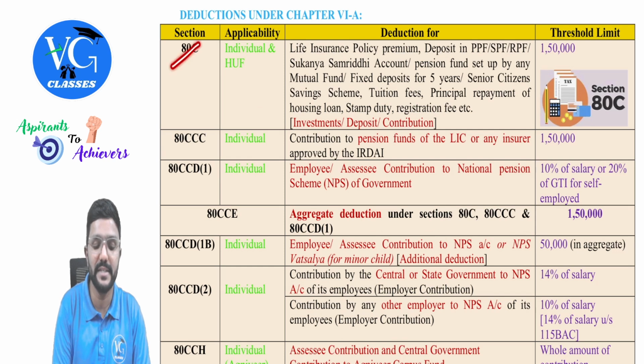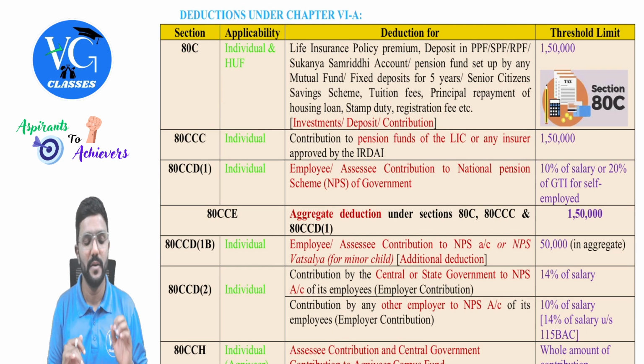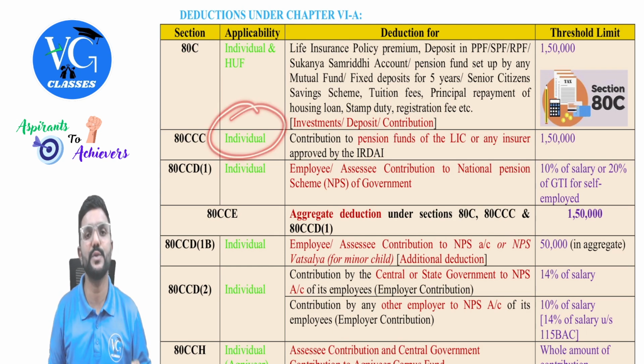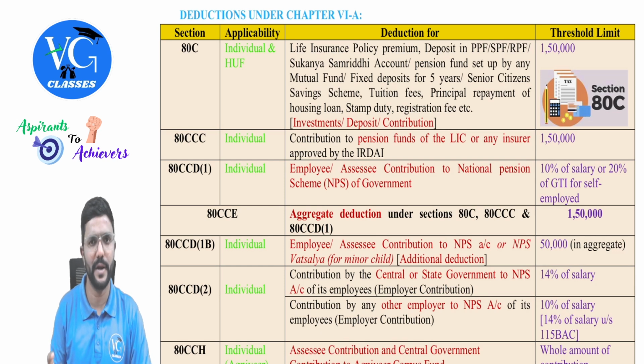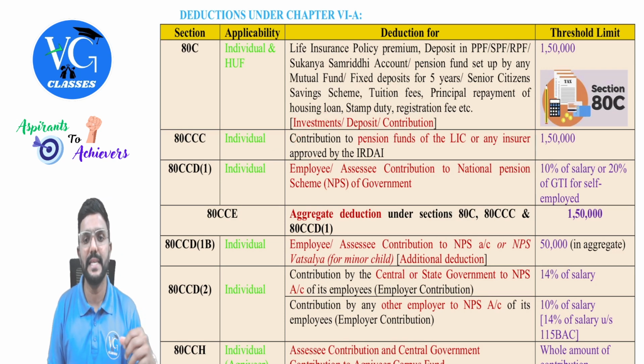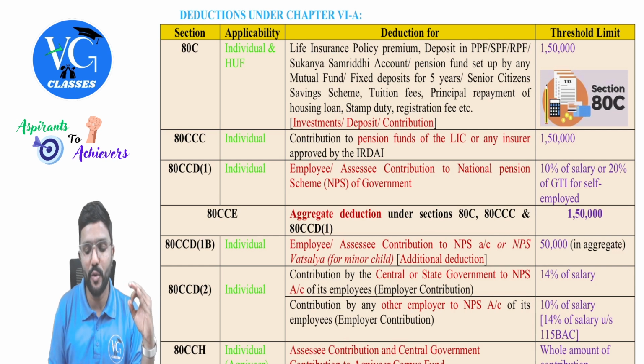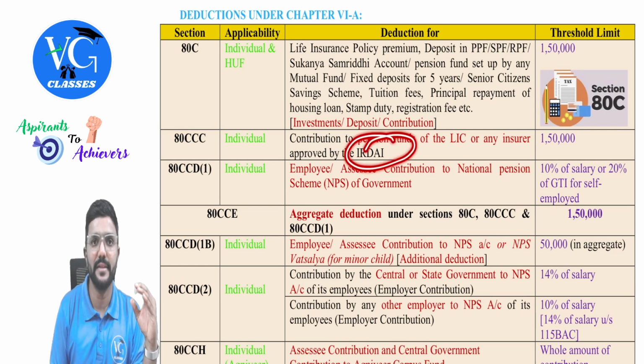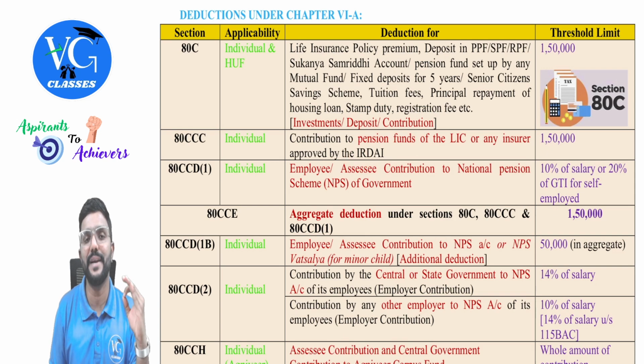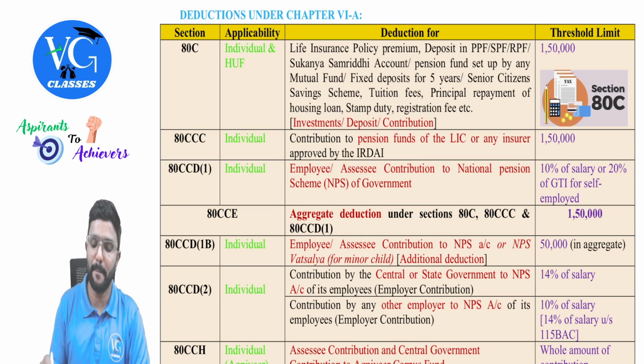Okay. Then coming to section 80CCC, again available only for individuals. Please be careful. 80C was available for individual as well as HUF, whether resident or non-resident, whereas 80CCC is only for individuals. Again, resident or non-resident. So for what? Contribution to pension fund of LIC or any insurer approved by IRDAI, that is Insurance Regulatory and Development Authority of India, guys. Maximum 1,50,000.